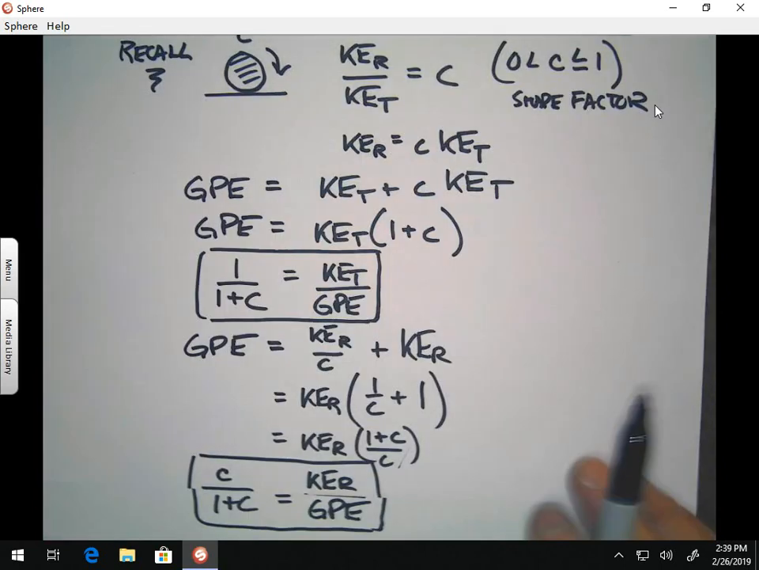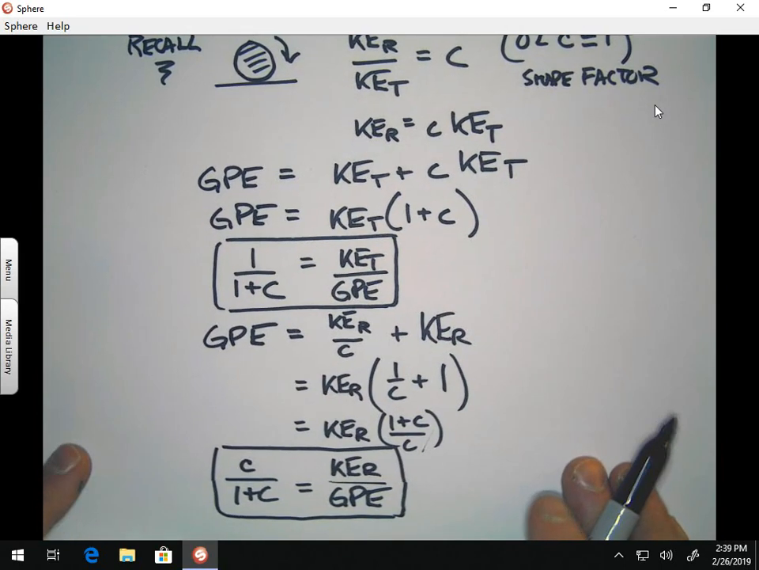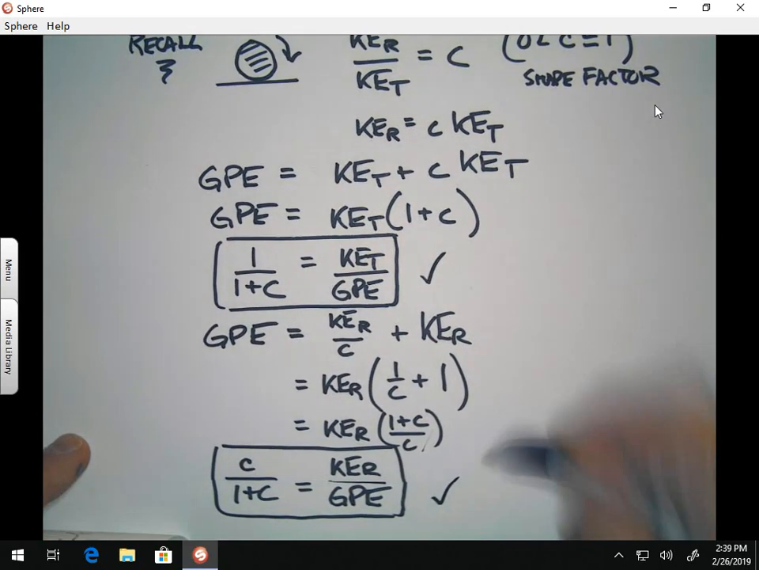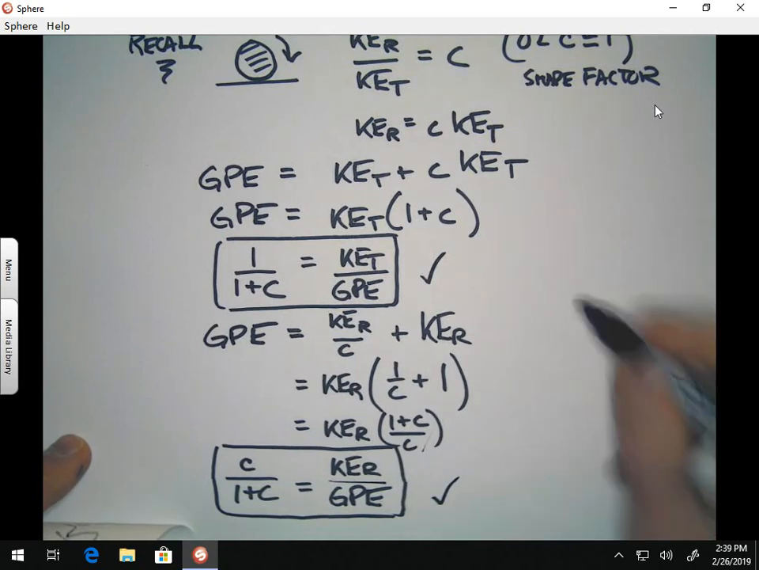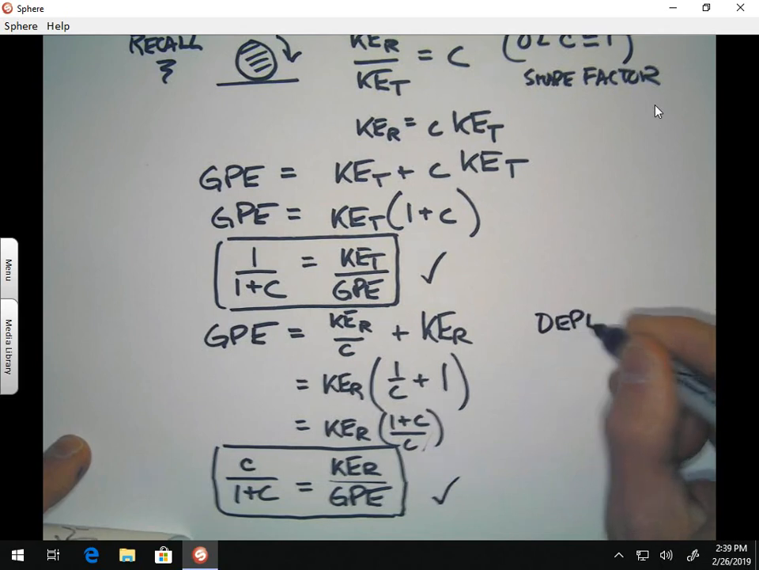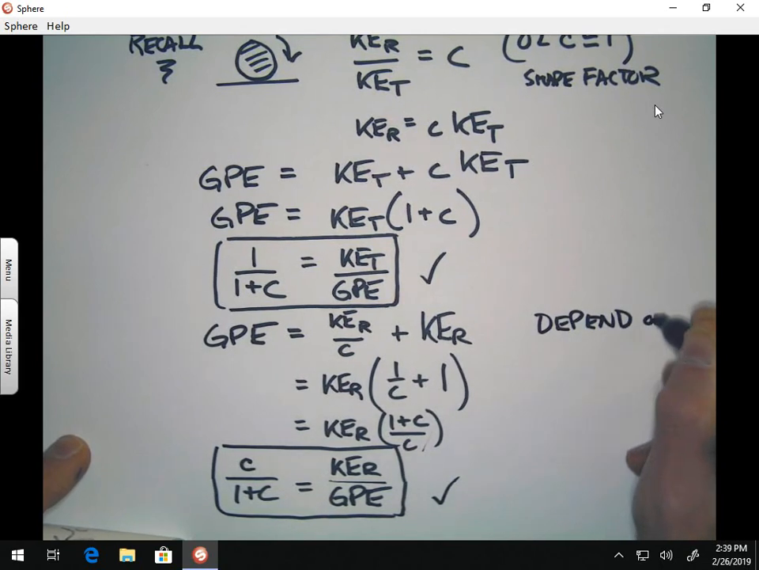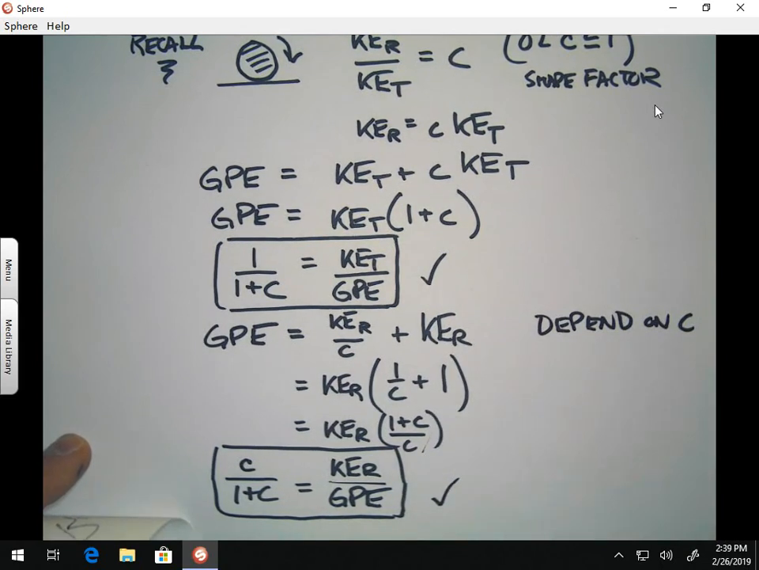Okay? So the ratios, the formulas, to kind of summarize here, the formulas that we came up with on this other page, these are nice because they tell you exactly how the energy splits up. Also, they depend on C. So you need to know what the shape factor is. That's really important. You have to know what it is, and it's going to change for different shape factors.